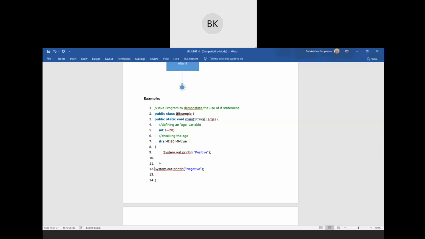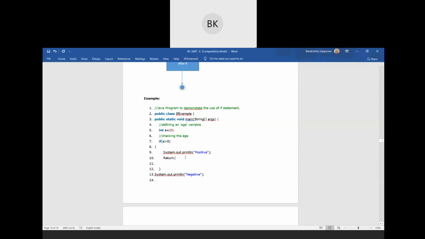Whenever it is true, a is greater than 0 is true, System.out.println prints positive. Once our work has finished, that is a positive number, the conclusion is that it is positive, then return. This is the solution. Now, what is the meaning of return?